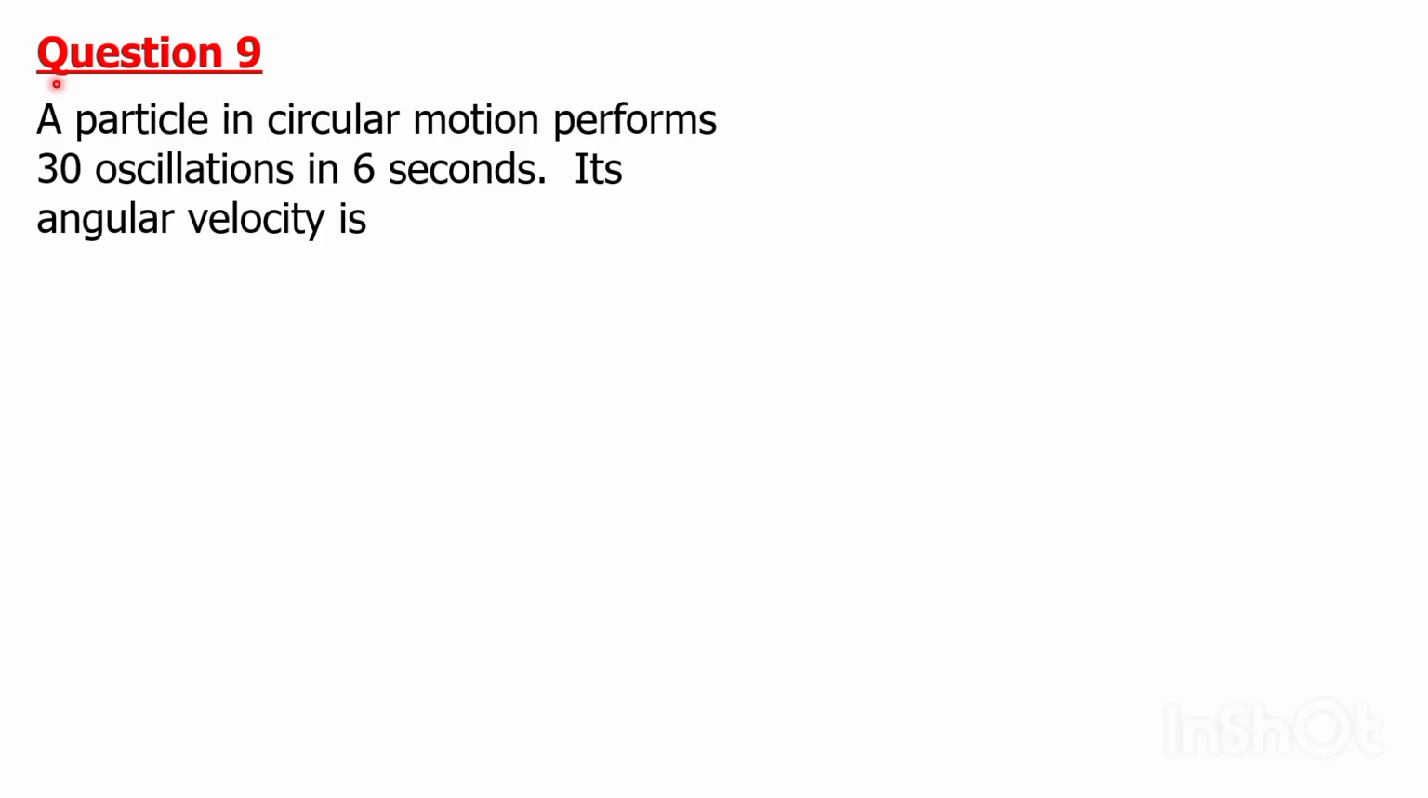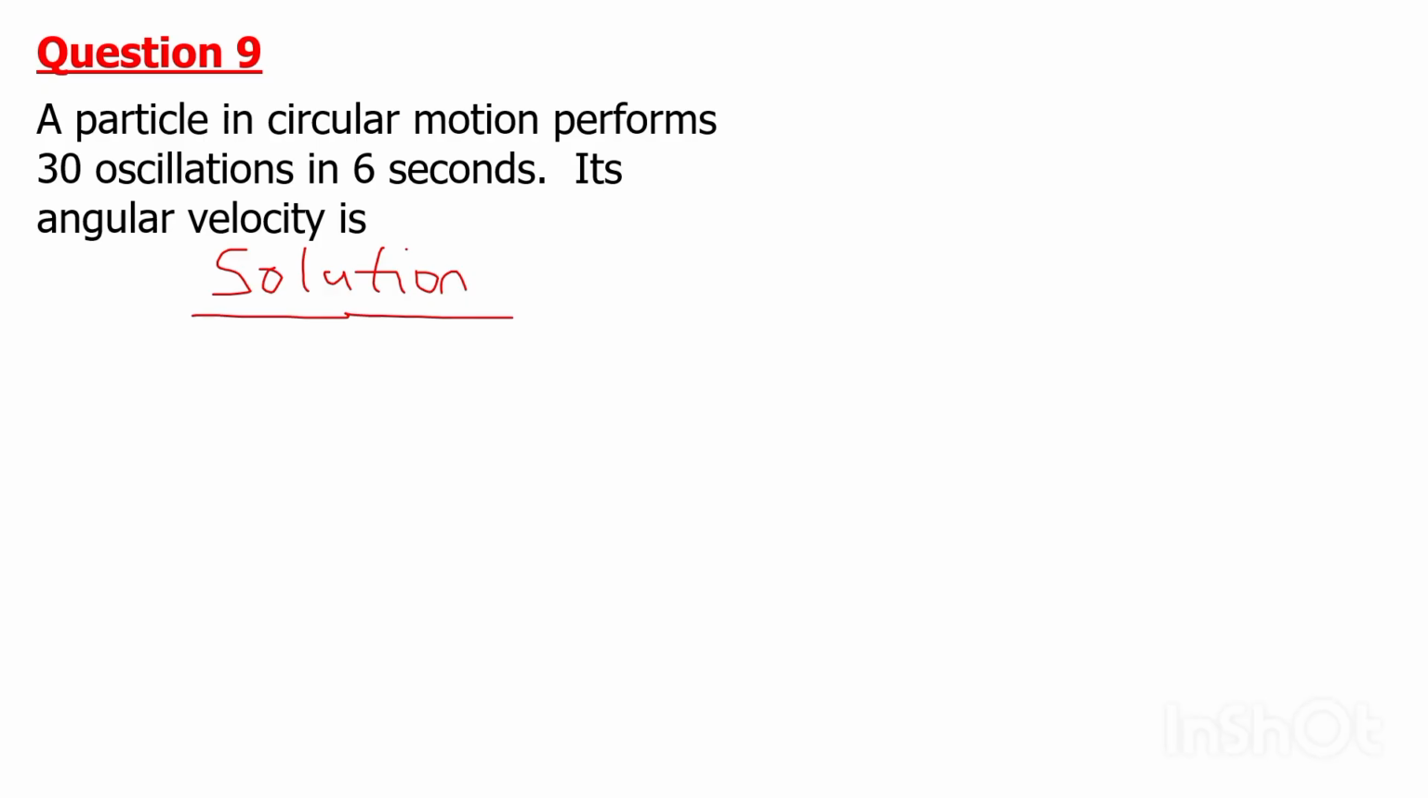Question 9. A particle in a circular motion performs 30 oscillations in 6 seconds. Its angular velocity is. Solution. Please note all the new formulas in this video. Please note it.